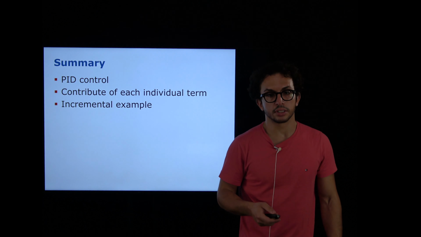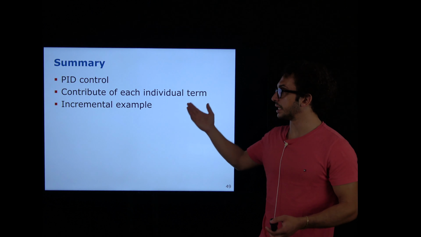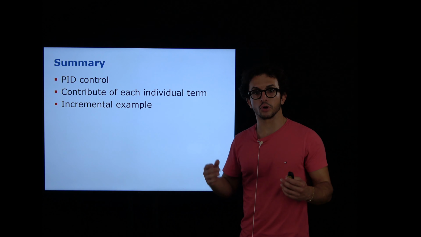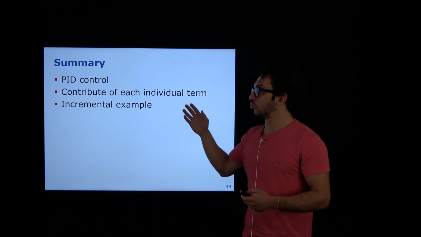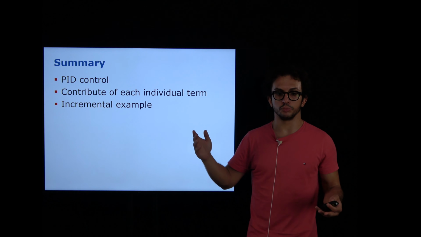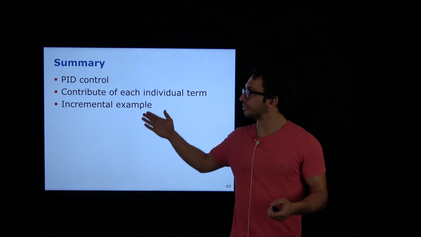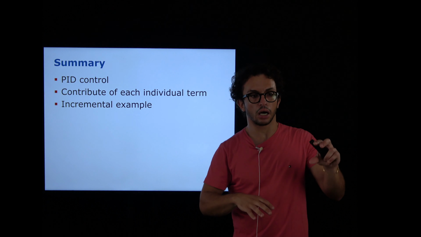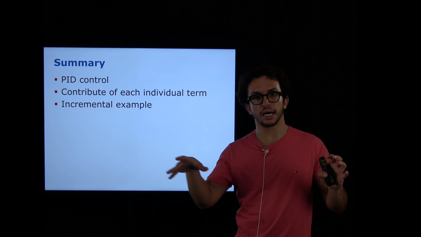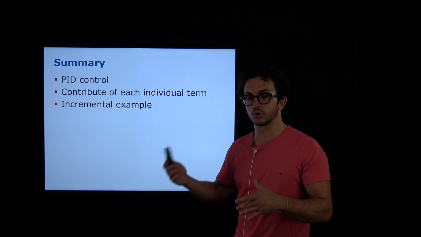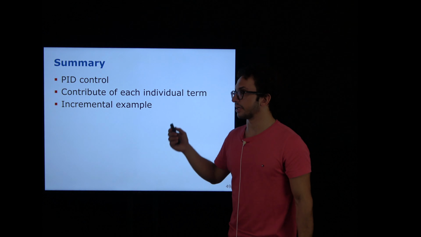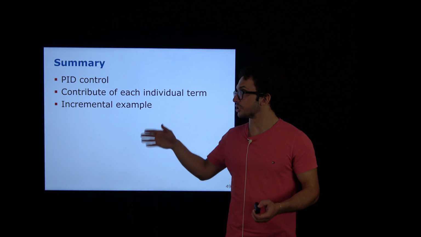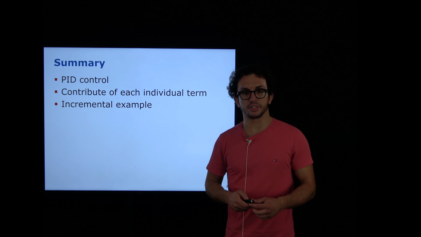So, summary: we introduced the PID control, all the different terms, all the different components of the PID controller. We tried to describe the contribution of each individual term, and in the end there was the windup and an incremental example where we've seen how the P performs, how a PD, PI, PID, and everything. We also mentioned what the windup effect can cause, and finally just a recap of everything that we've seen so far.